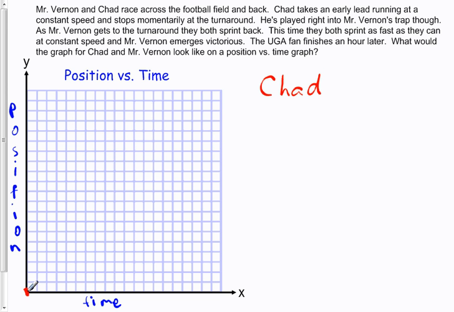So his slope is going to be steep. So he goes pretty fast at the beginning, and then he gets to the turnaround point, and he decides he's going to rest for a little bit because he's got this in the bag. Okay? Then he turns around and he sprints back to the other side. And this time he goes as quickly as he can, but it's about the same speed as he went before. Okay?